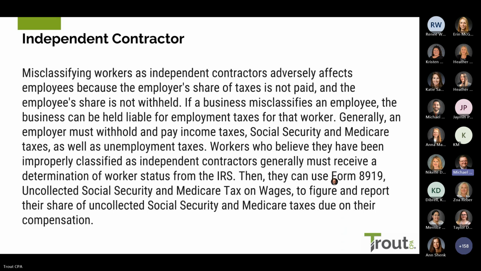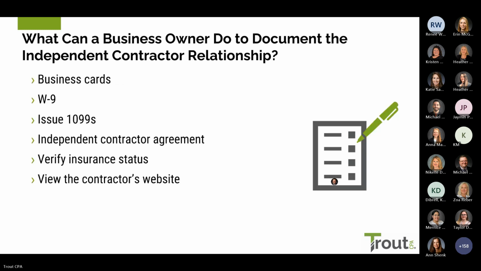So how can businesses protect themselves from the government and workers seeking to reclassify the worker from independent contractor to employee? If there's a disagreement between the worker and the business, and you know in advance, you can be proactive. You can file the Form SS-8, which allows the business to request the IRS make the determination as to whether the worker is an independent contractor or employee. This can also be filed by the worker, so just be aware of that.